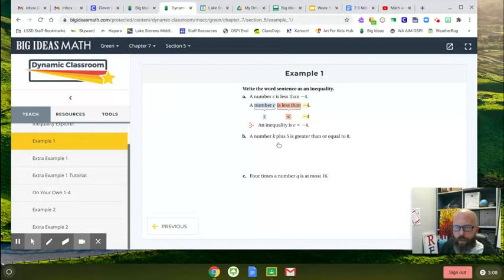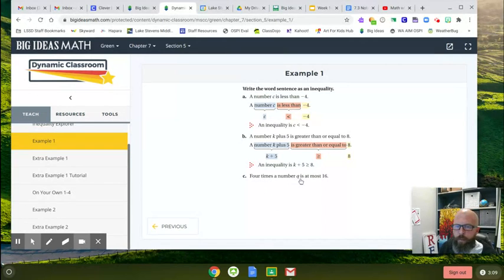Here's another one. A number K plus 5 is greater than or equal to 8. Okay, here's our important information. K plus 5 greater than or equal to 8. So here's our different parts of it. There's the greater than or equal to symbol. And so your inequality should look like this. K plus 5 is greater than or equal to 8.